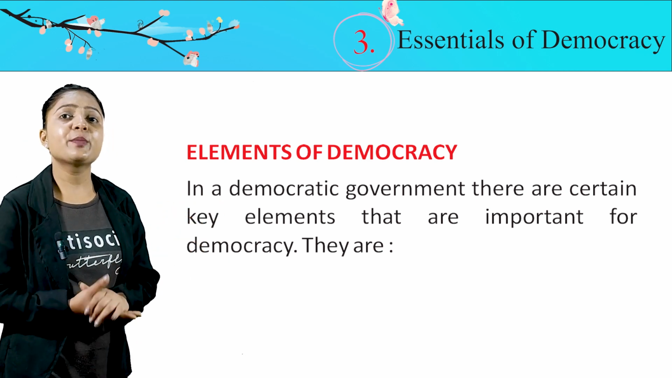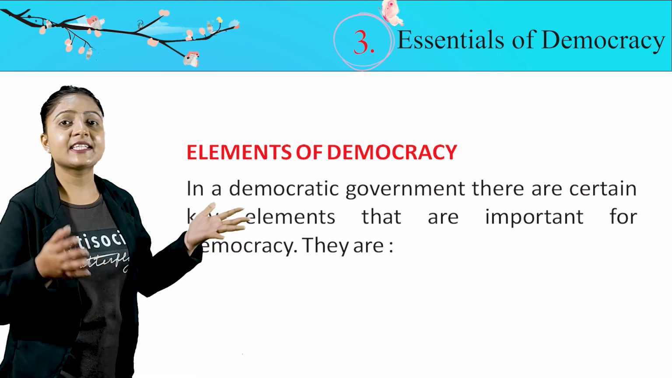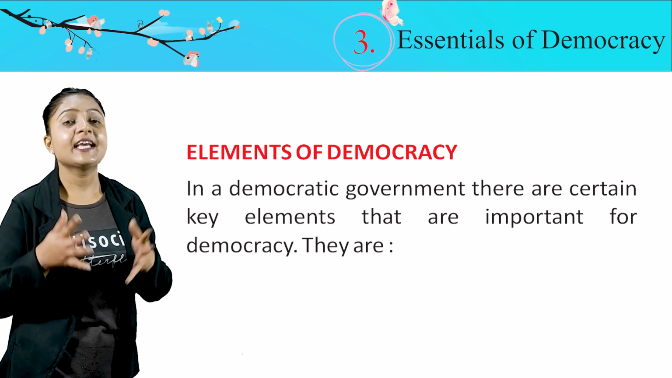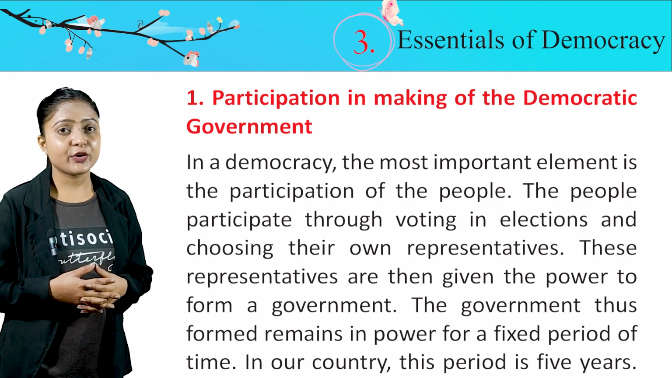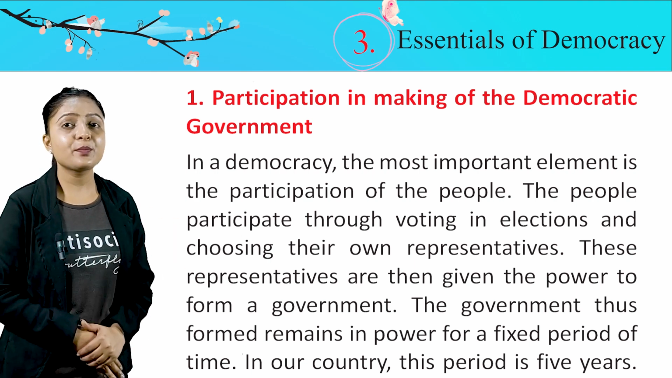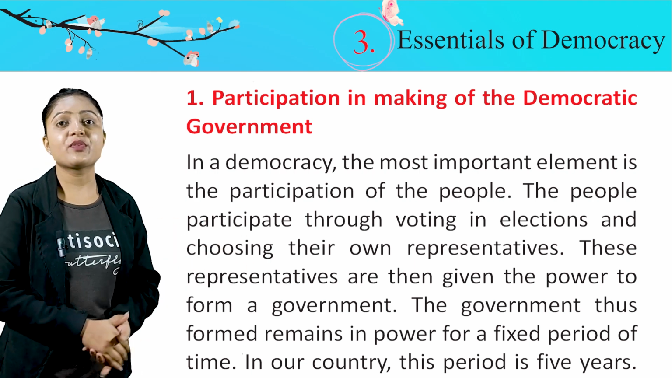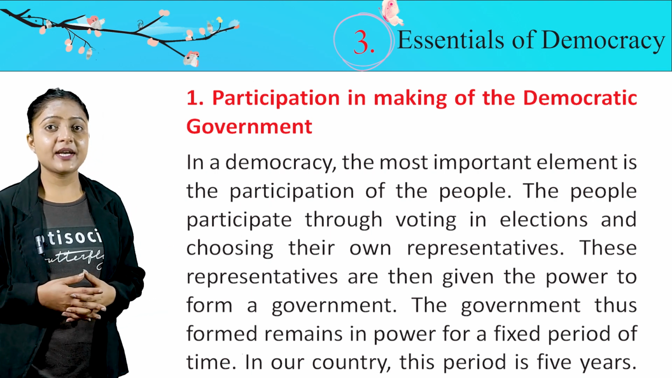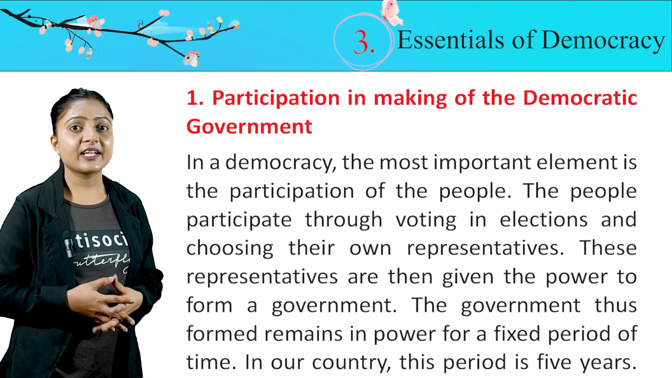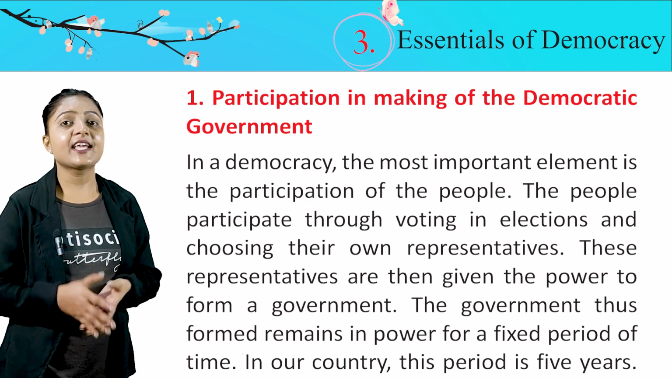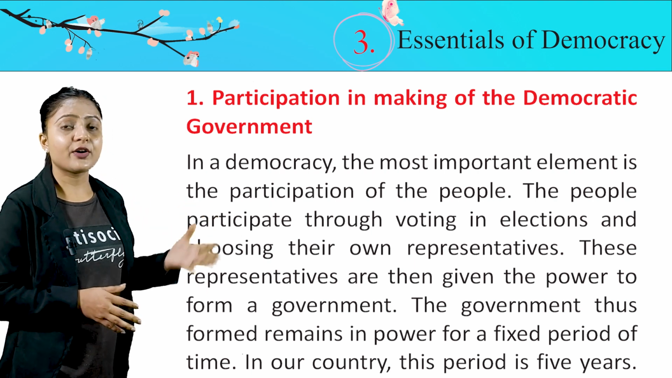In a democratic government, there are certain key elements that are important for democracy. They are, first, participation in the making of the democratic government. In a democracy, the most important element is the participation of the people. The people participate through voting in elections and choosing their own representatives. These representatives are then given the power to form a government.